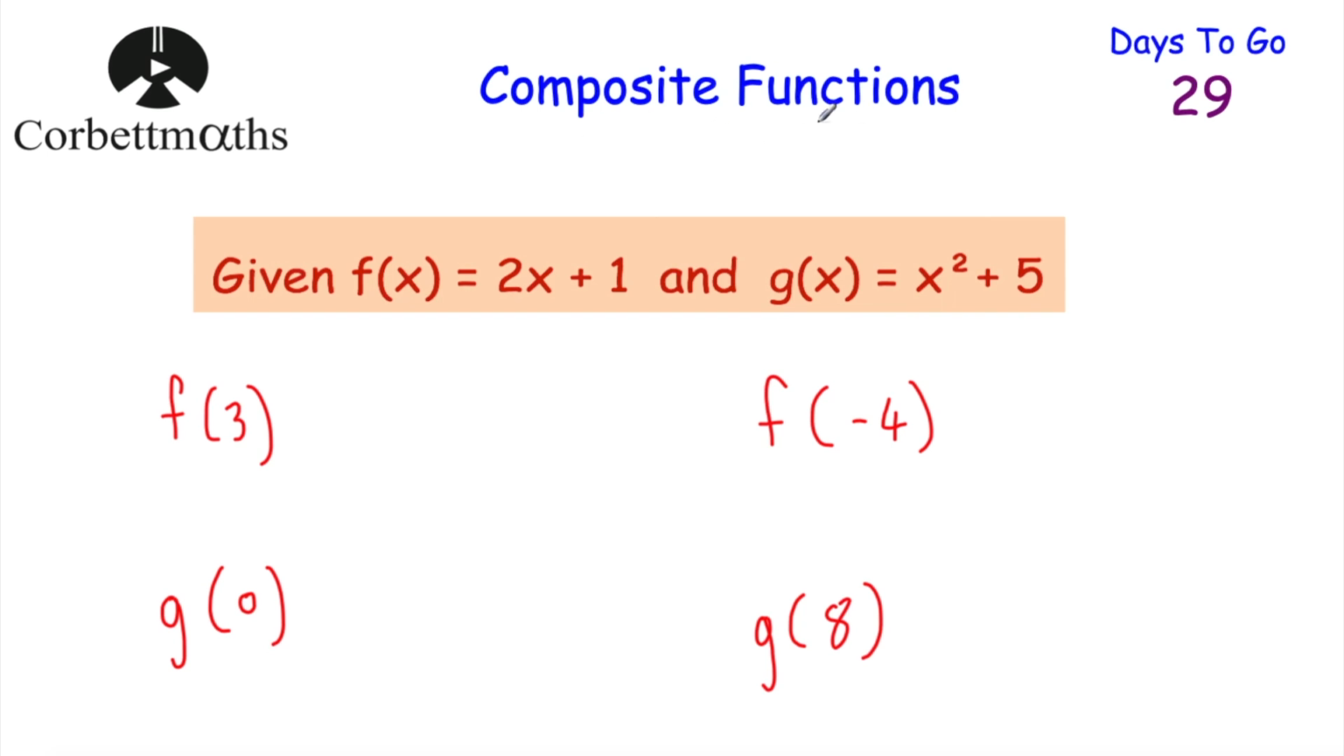Before we actually start looking at composite functions, I thought we'd look at some function notation. Here we've got two functions. f of x is equal to 2x plus 1. So if we know the value for x, we multiply by 2 and add 1 to find f of x. g of x is another function of x, and it's x squared plus 5. So we do the x value squared and then plus 5, and that would tell us g of x.